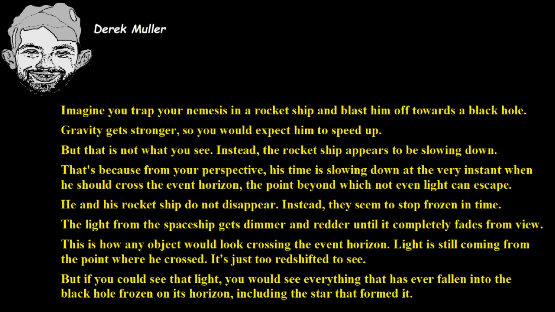He and his rocket ship do not disappear. So what happens? Instead, they seem to stop, frozen in time. The light from the spaceship gets dimmer and redder until it completely fades from view. This is how any object would look crossing the event horizon. Light is still coming from the point where he crossed. It's just too redshifted to see. So the object is there. It's that you can't see it.